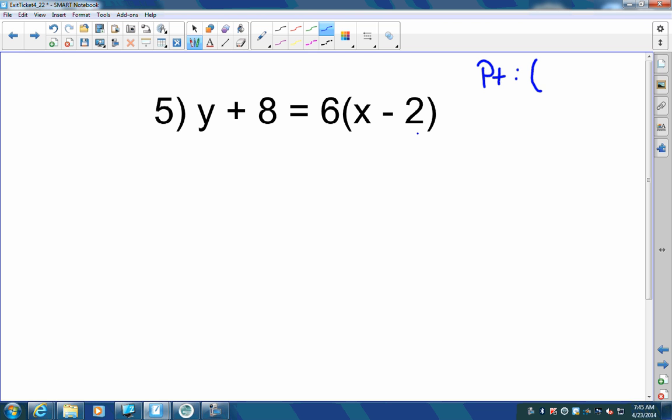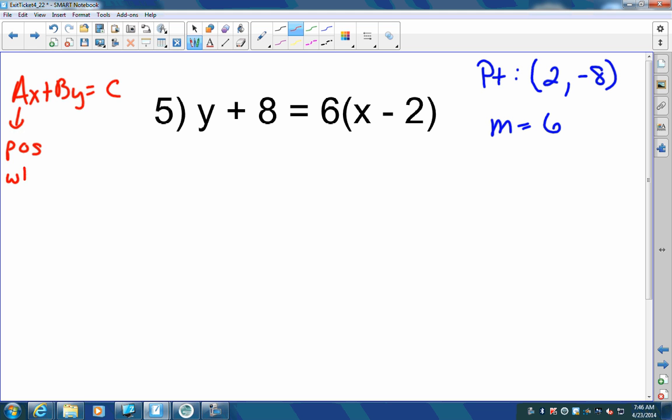It's the x number, 2, and then what's this number, the y number? Is it positive 8 or negative 8? It's negative 8. Then the slope is 6. All right, so to put it into standard form is ax plus by equals c. Remember, x and y have to be on the same side. Remember, a is supposed to be positive and a whole number. Oh, I can't spell whole.